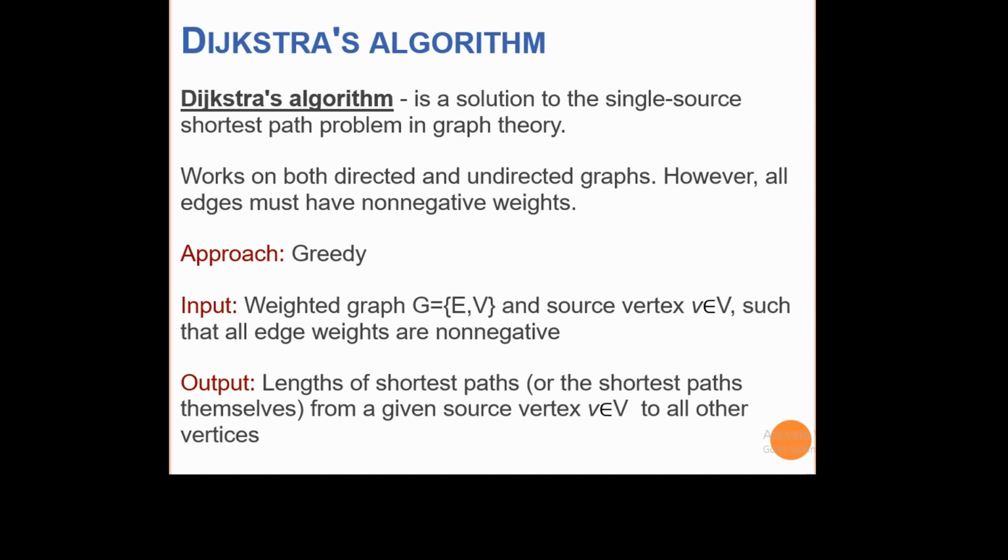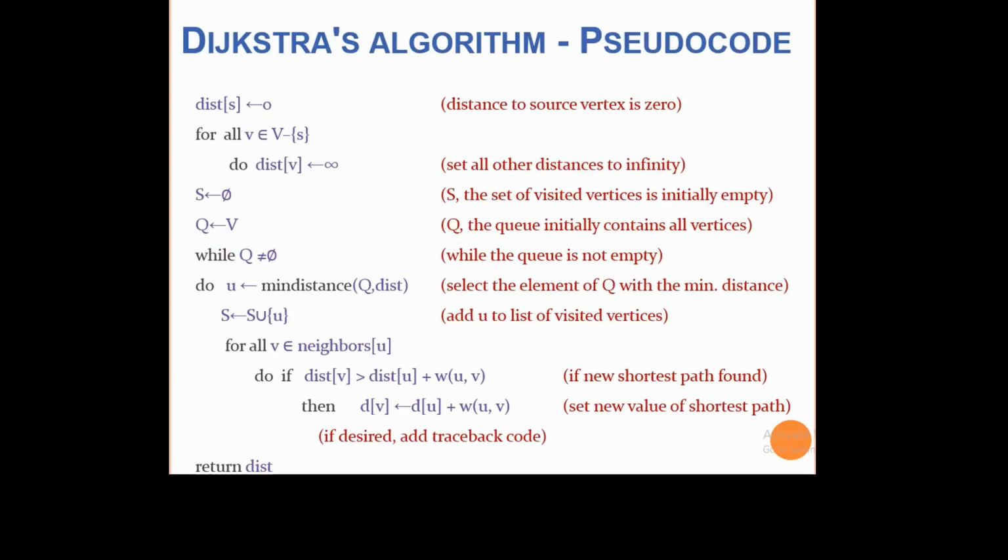And the input to the problem will be the weighted graph G, which is a set of vertices and edges, and the source vertex, meaning the one from which we need to find the shortest path. And all the edges in the graph must be non-negative. The output will be the length of the shortest path, or the shortest paths themselves by modifying the algorithm a little, from a given source vertex to all other vertices.